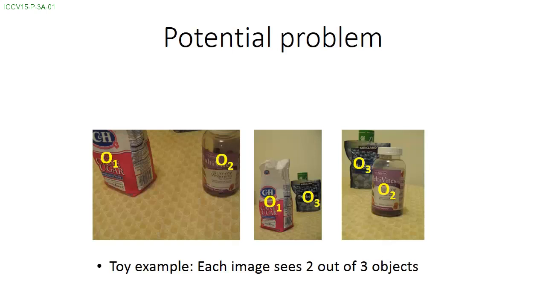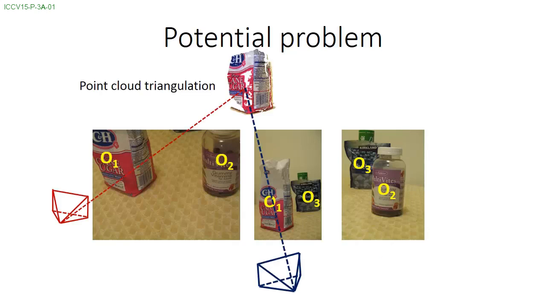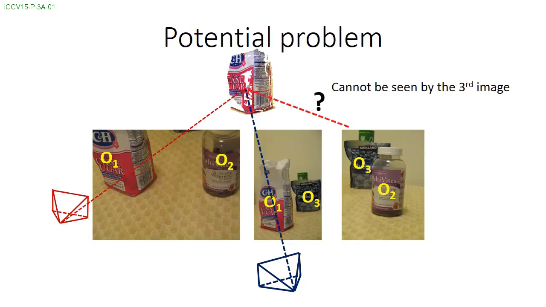In this toy example, each camera sees only 2 of the 3 objects in the scene. Following the traditional resection method, we can first use 2 images to triangulate the 3D points of the bag of cane sugar. But the point cloud of the cane sugar cannot be seen by the third camera. Therefore, the traditional method fails to register the third image.